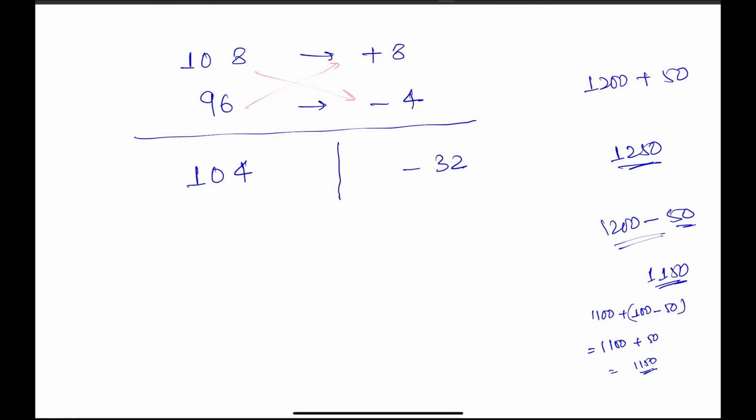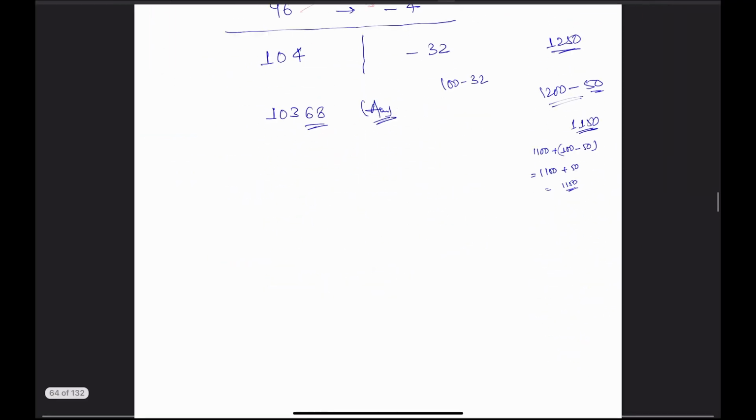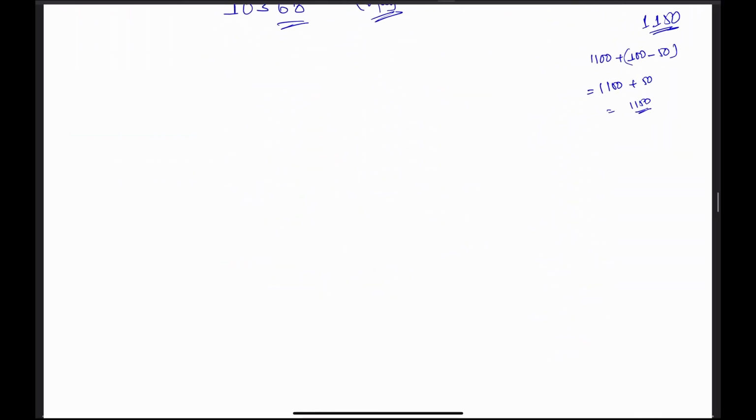So one more step we will do. We will just make it 103, and here it will become 100 minus 32. That is nothing but 68. So the answer is this one. If we calculate also, you are going to get the same answer. So let's try to solve a few more questions and then we will move to a few other types.